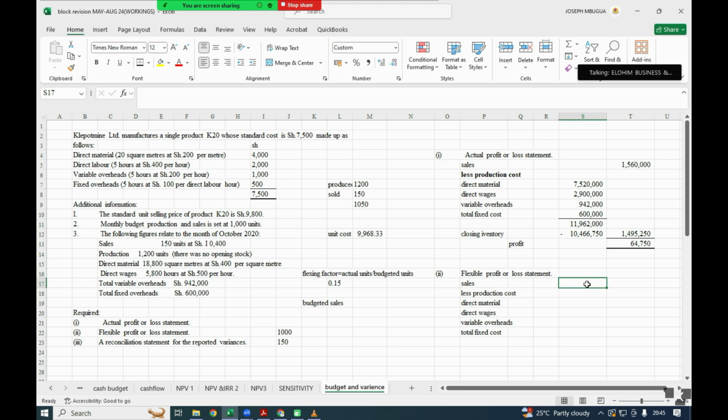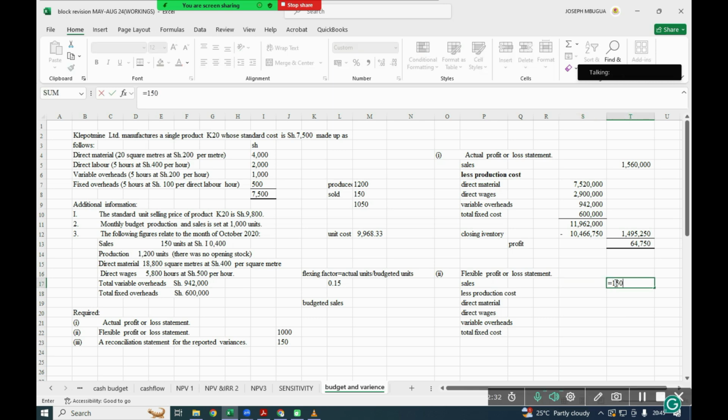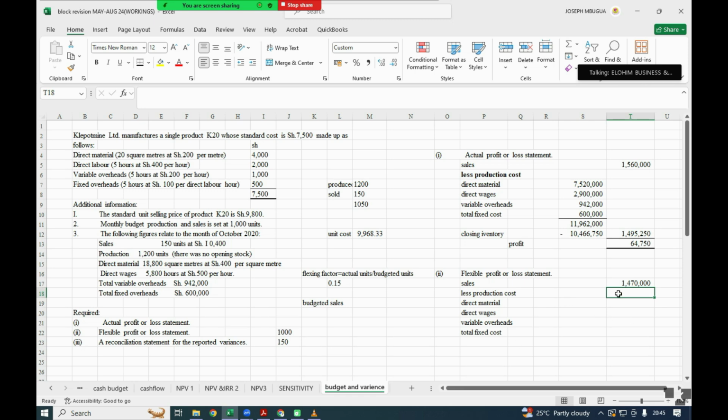So for our sales, we are taking 150, the actual units sold, by the budgeted selling price, where we had budgeted to sell it at 98. So the flexible part of it, the sales will amount to 1470.